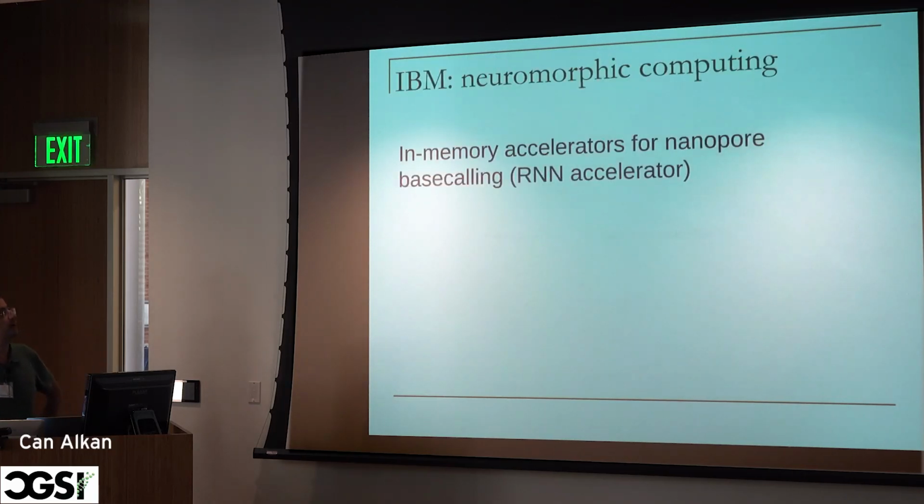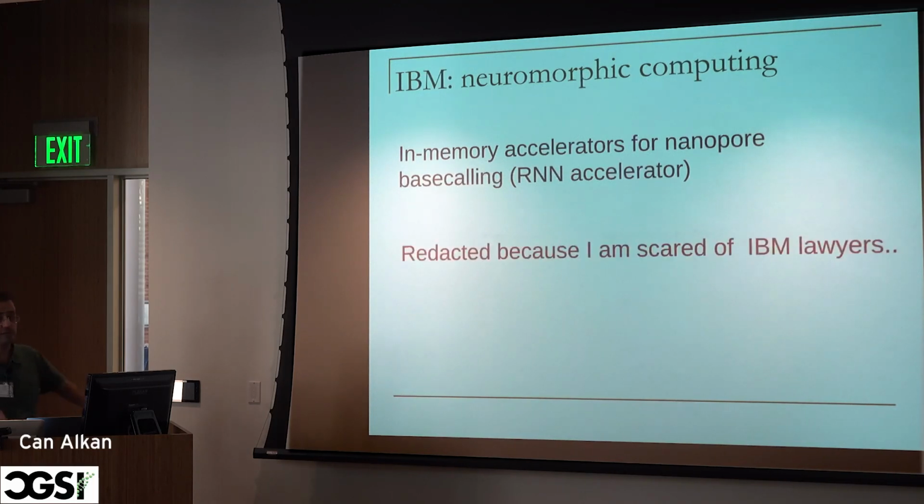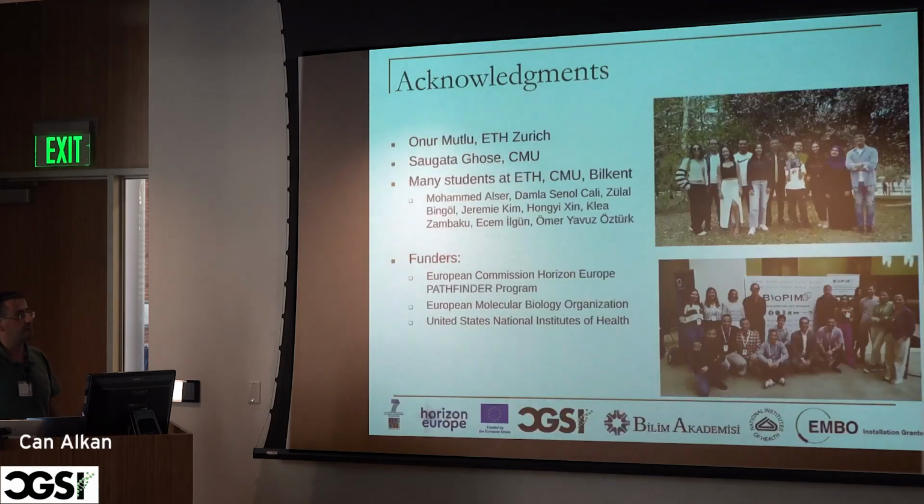IBM is working on neuromorphic computing, so they are accelerating neural network analyses. They are focusing mainly on basecalling for nanopore in an RNA accelerator, but no more details on this because I'm scared of IBM lawyers. I actually asked for permission for what I can show. They still didn't respond, so I'm not going to show them to you. But they are working on the neuromorphic computing angle as well.